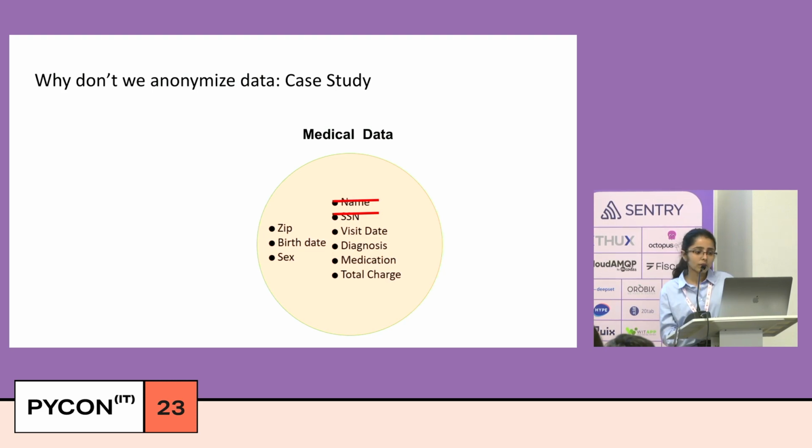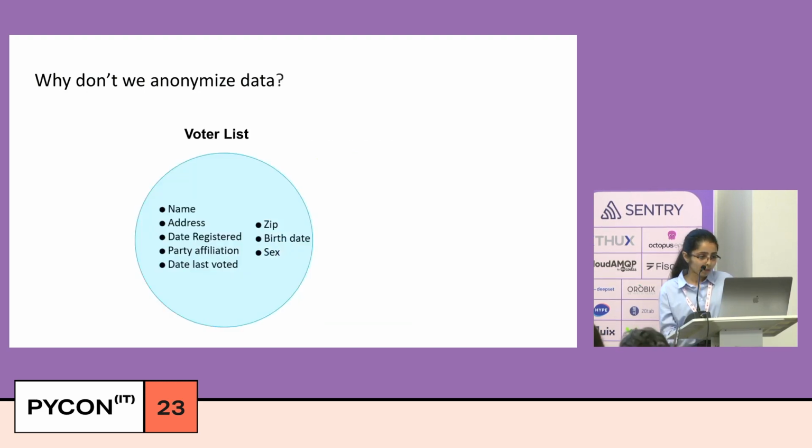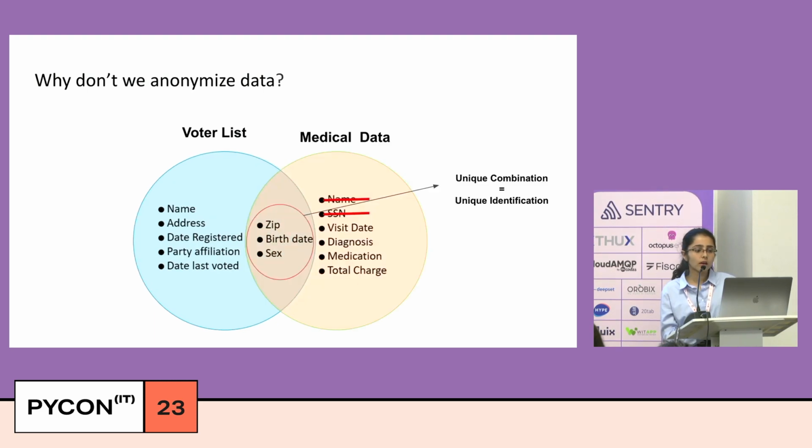You all might think that we can just redact name and SSN, which are private to users, and publish the other records. But what if there is another data set, a publicly available data set, containing the voters list, all the persons who have the right to vote? You will see that there are zip, birth date, and sex. These three fields are common in both data sets. So using a combination of these, we can easily identify a particular user.